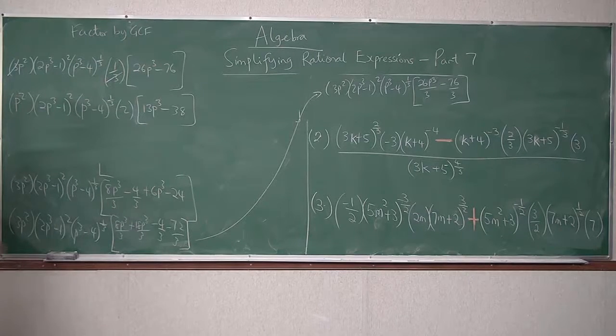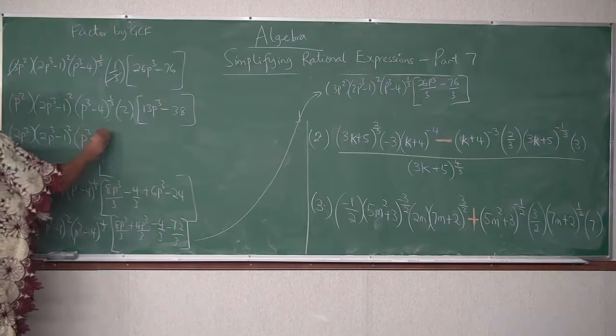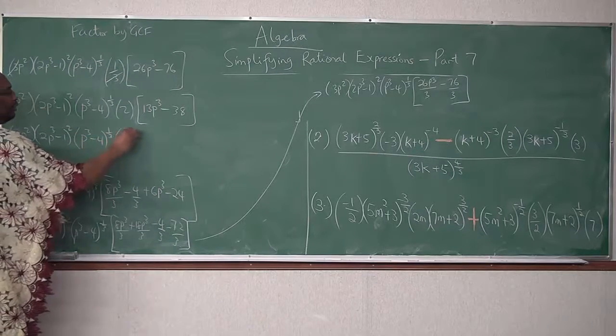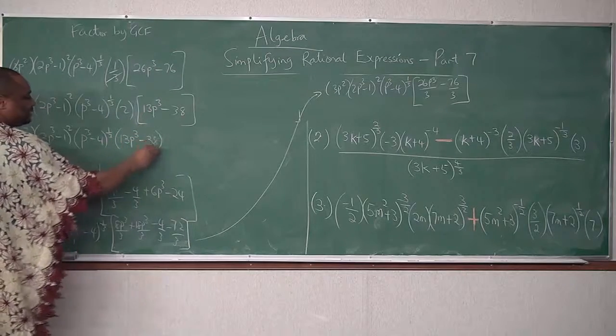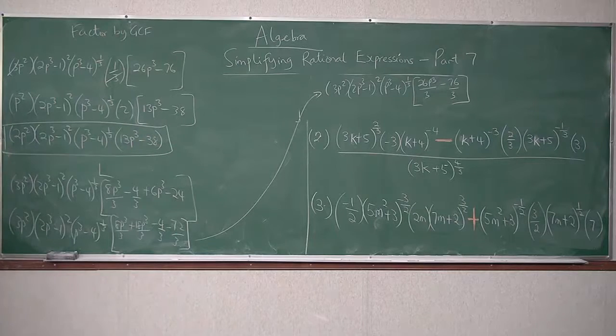Our final answer now, this 2 times p squared, we can just write it as 2p squared times (2p cubed minus 1) all squared times (p cubed minus 4) exponent 1 over 3 times (13p cubed minus 38). And this becomes our answer here. That's it for question 1.